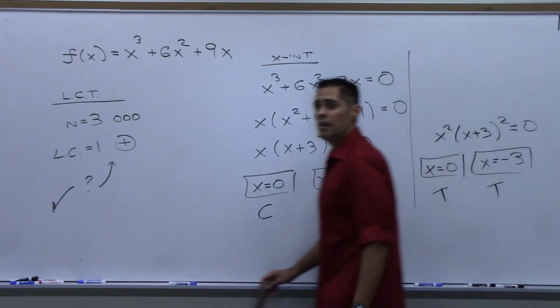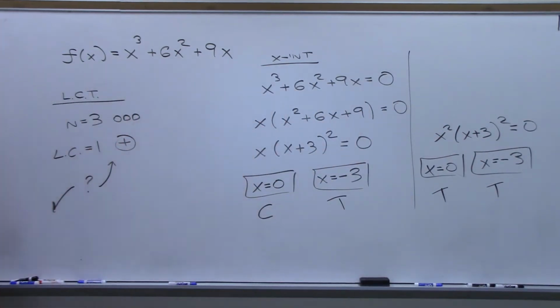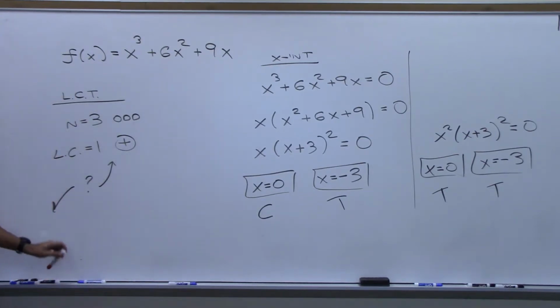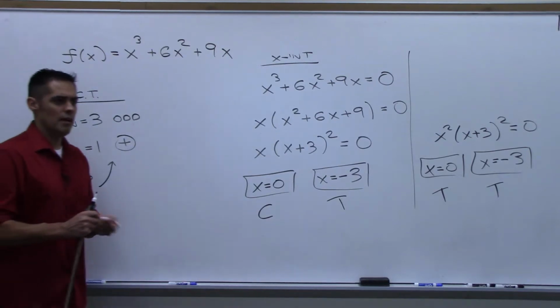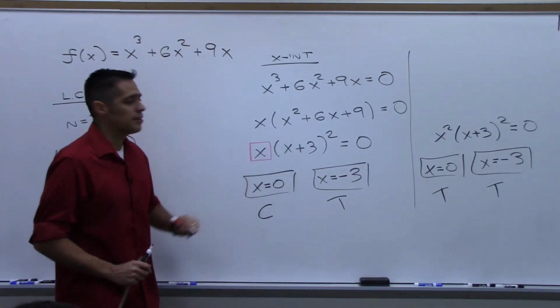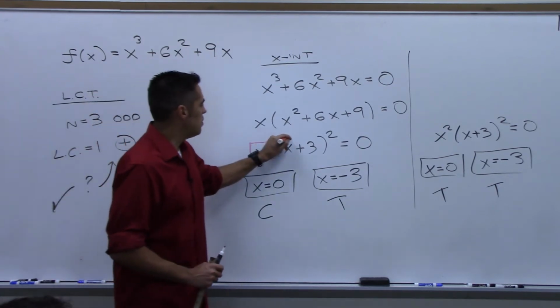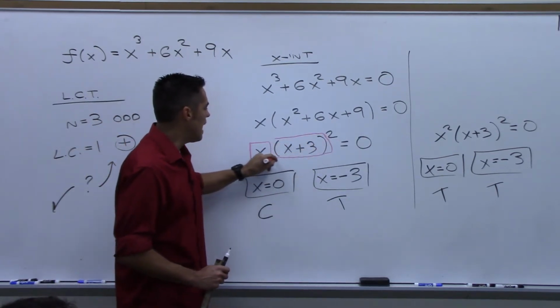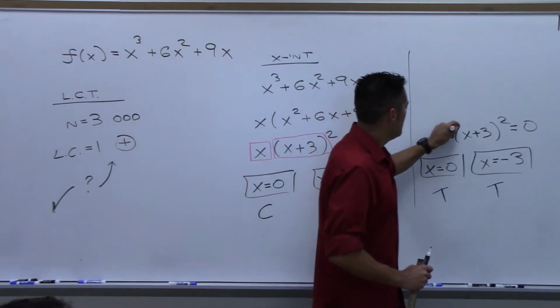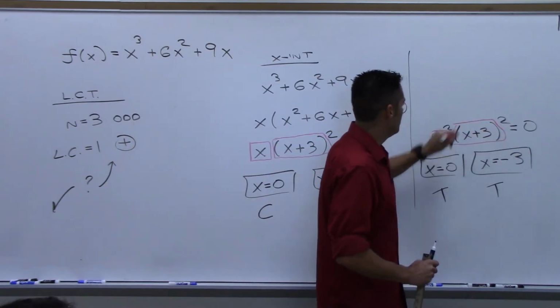Does anyone see what tells us whether or not we touch or cross? Degree is positive or negative. I mean, odd or even. The coefficient, the x. Yes, you're on the right track. This x right here is called a factor, and this x plus 3 is called a factor.